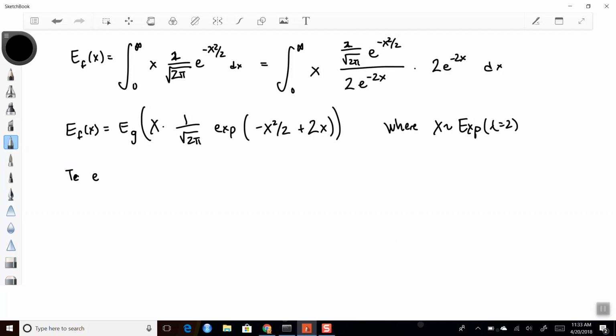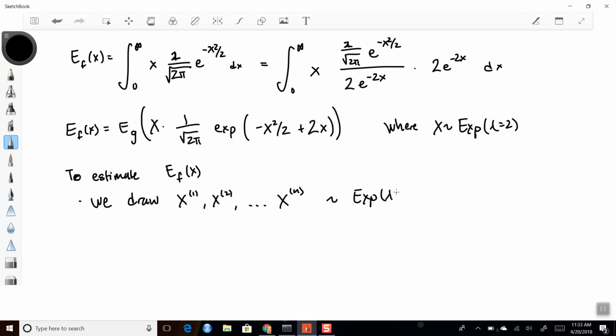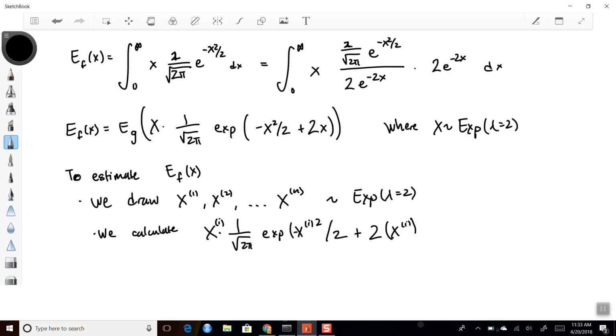Okay. So to estimate the expected value of x of the folded normal, what we will do is we draw x from the exponential with lambda equal to 2, and then we calculate x times 1 over root 2 pi e to the negative x of i quantity squared over 2 plus 2 times x of i. And then we take the sample mean.